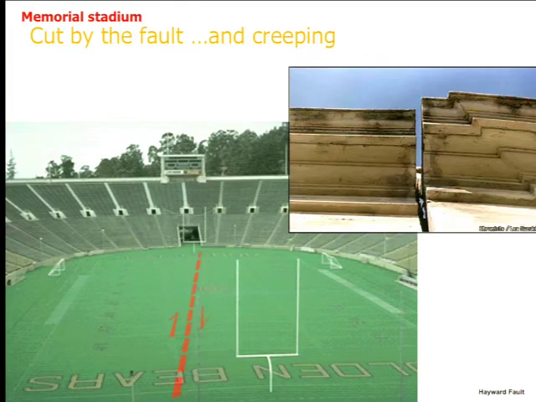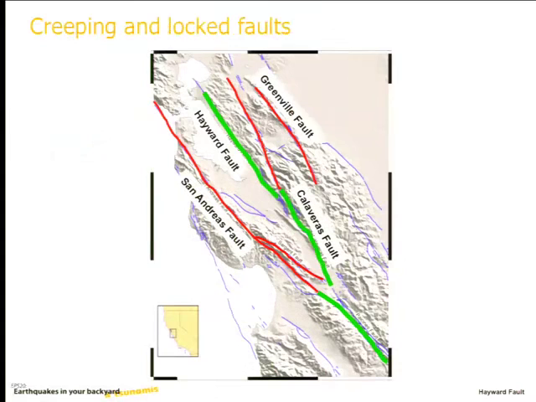Yeah. The question was, so locked faults can creep too, i.e. you have some sort of... so I'll answer that in a minute. Okay. Any other questions? Okay, so in the stadium we do see a creep, and it turns out that we see creep on several of the faults through the Bay Area.